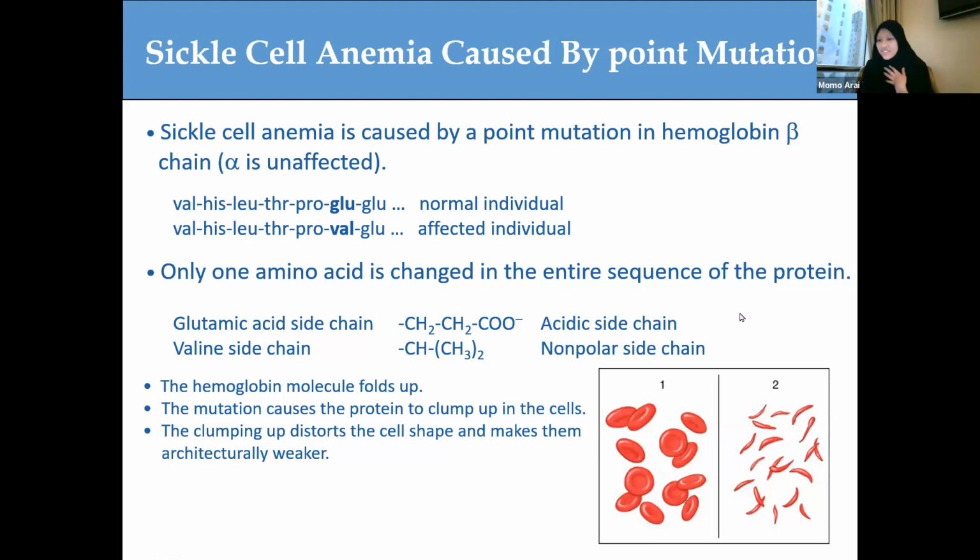Is that clear for you, Lean? Because there's another question. Okay. So which one's in the 6th position in the normal beta globin chain, glutamate or glutamic acid? Okay, so this is glutamic acid. And I don't know why. But basically glutamic acid and glutamate are the same thing.